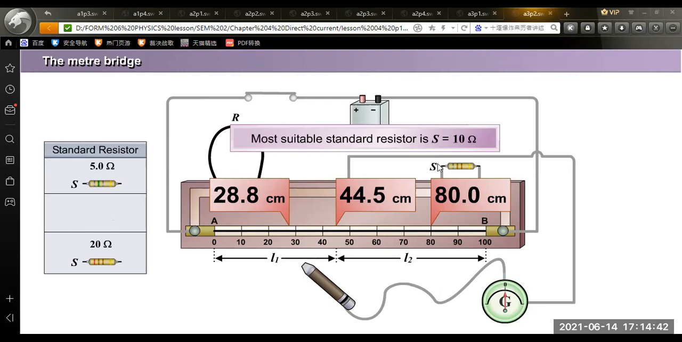That means in this case, can 5 ohm, 10 ohm, and 20 ohm be used or not? Can. But the most suitable will be the 10 ohm resistor. If we use 5 ohm, we still can get 80 and 20 cm, but the possible error we calculate will be higher than the random error of the 10 ohm.